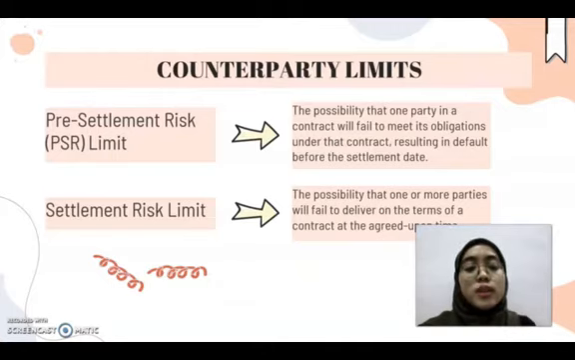Pre-settlement risk limit is the possibility that one party in a contract will fail to meet its obligation in the contract, resulting in default before the settlement date. While settlement risk limit is the possibility that one or more parties will fail to deliver on the terms of the contract at the agreed upon time.